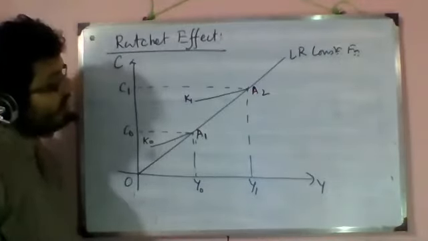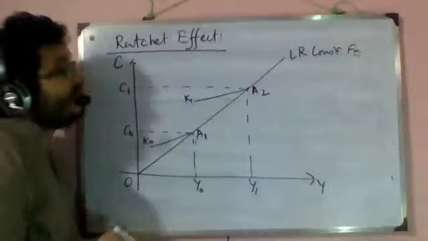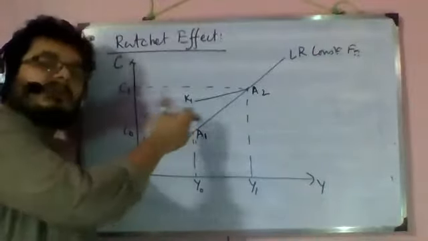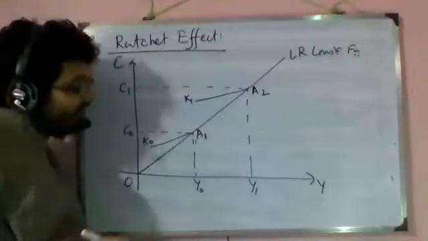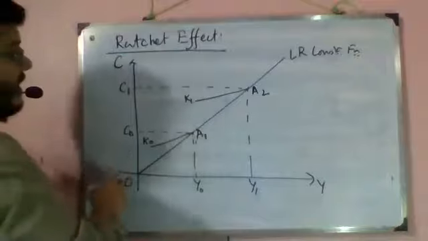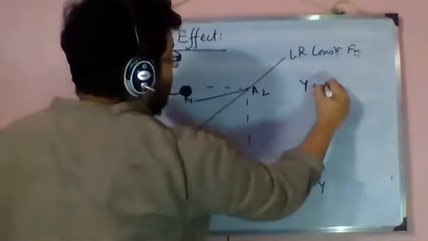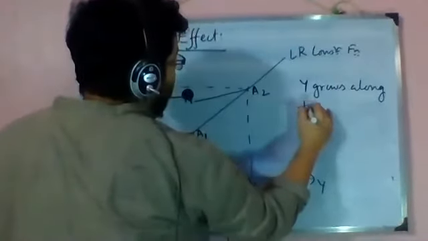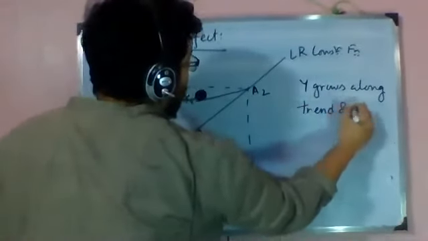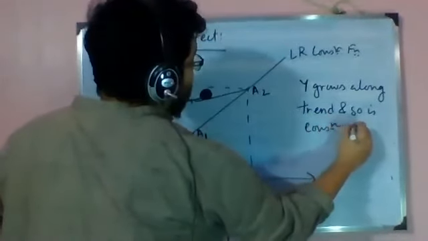So this is the trend line. Income grows along this, and so the consumption in the long run. Okay. So interpretation of this straight line through origin is very clear now. So Y grows along trend, and so is consumption. That is what is implied by the long run function.